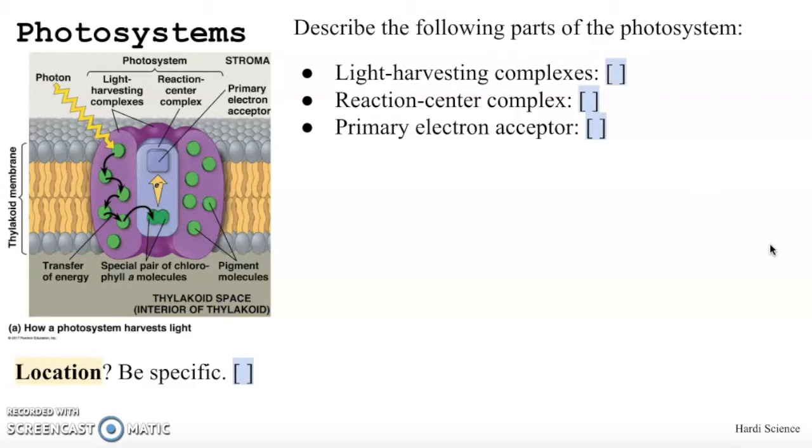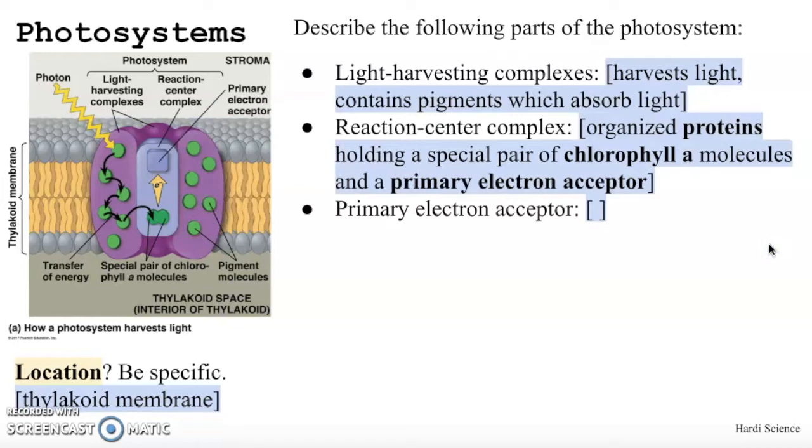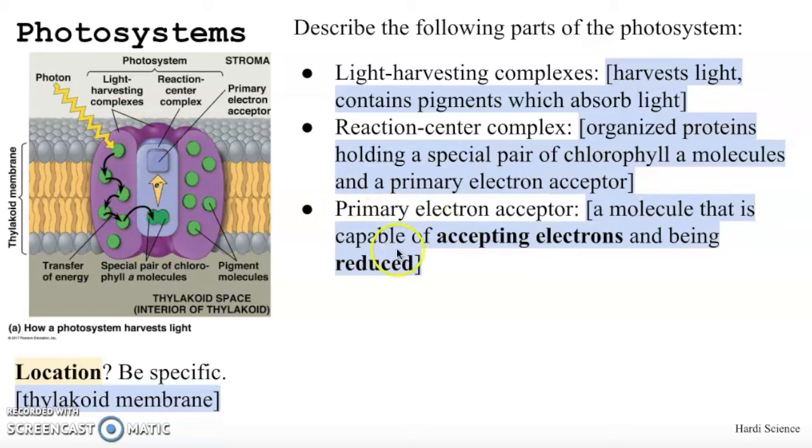So let's talk a little bit more about the light harvesting complexes, reaction center complex, and primary electron acceptor. But after we specify the location of the photosystems, remember the photosystems are found in the thylakoid membrane. The light harvesting complexes are, obviously, harvesting light, and they're doing so using pigments. The pigments absorb light, and we saw last week that various pigments absorb different wavelengths of light. Then there's the reaction center complex, which is in the middle right here. This is a group of organized proteins that hold that special pair of chlorophyll A molecules, and also contains a primary electron acceptor, which is a molecule that is capable of, as you can guess, accepting electrons, and therefore if it's accepting electrons, it's gaining electrons and it is being reduced.